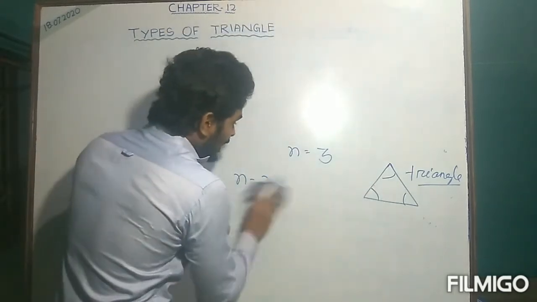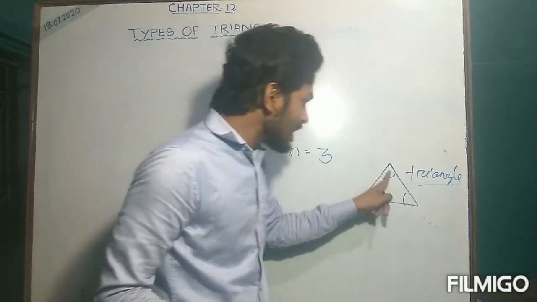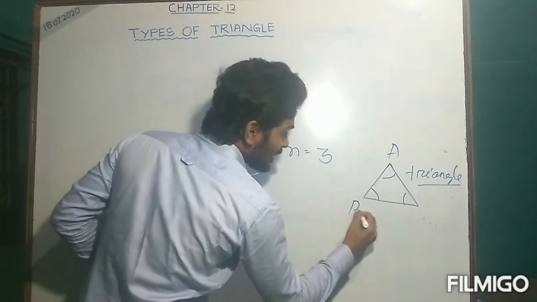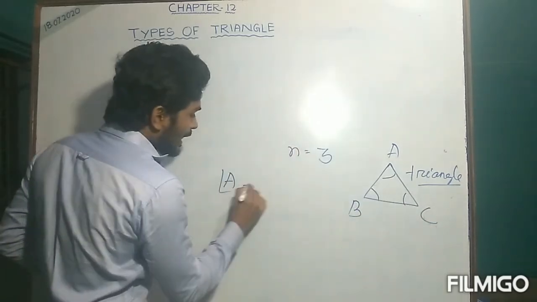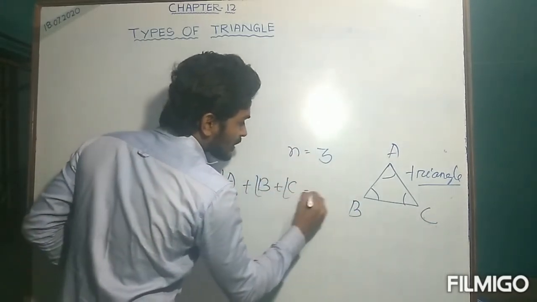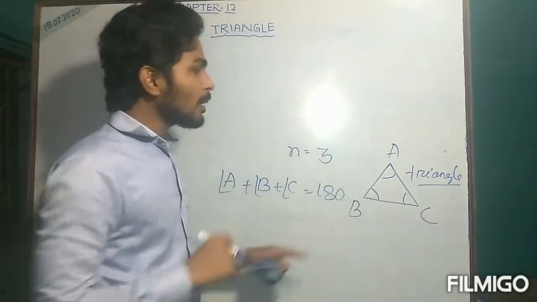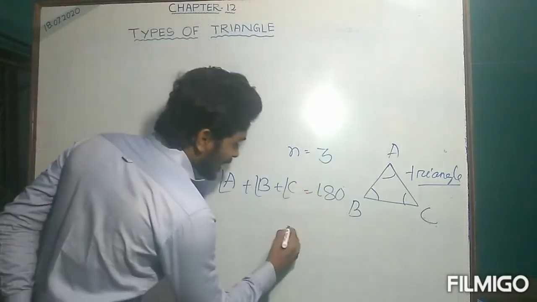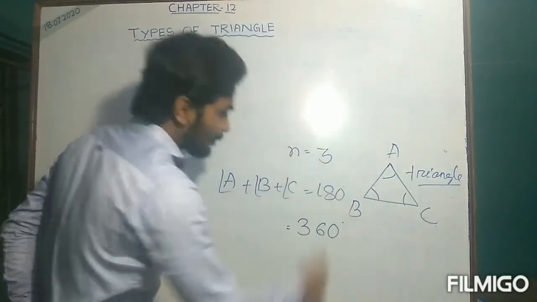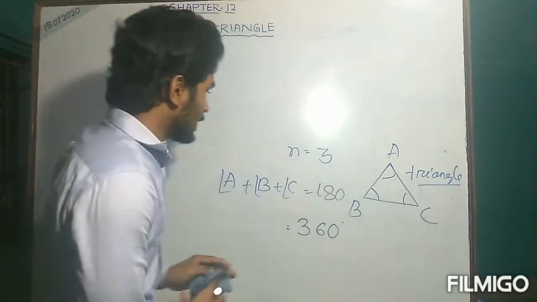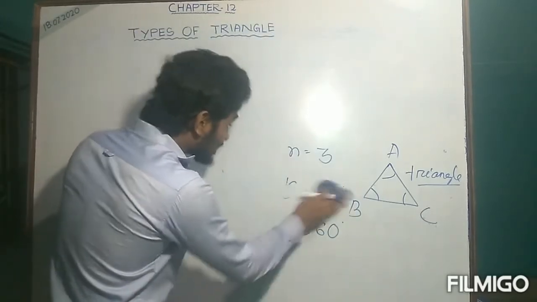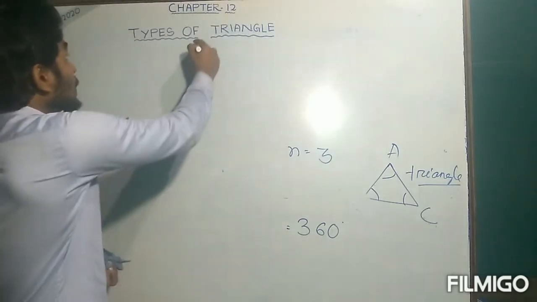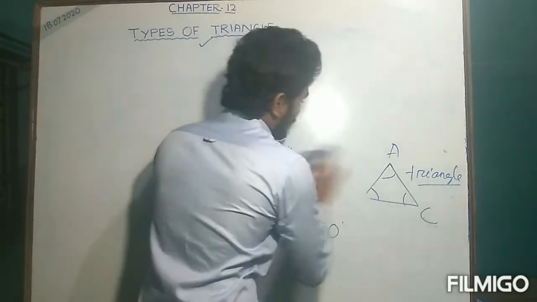And the sum of the interior angles for a triangle is how much? The sum of the three interior angles A, B and C is 180 degrees. And the sum of the exterior angles, it has three exterior angles, is 360 degrees. We have already discussed this. Clear? Now in this class we will discuss the types of triangles.